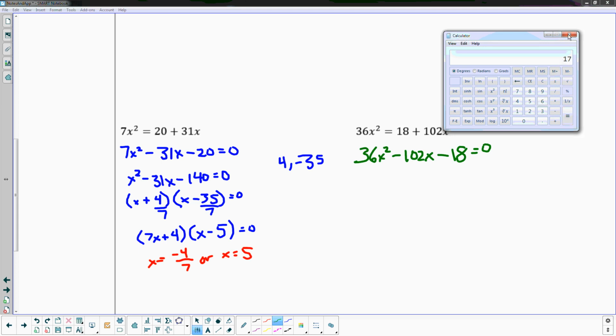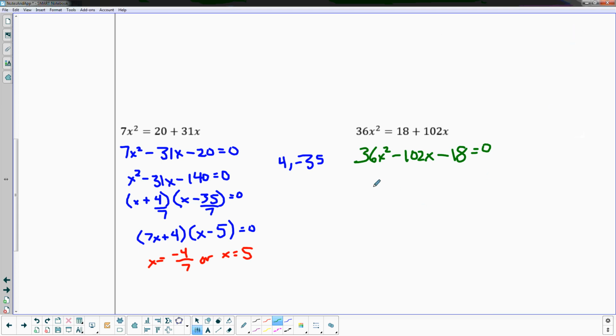And it is a multiple of 6. It gives me 17. So I'm going to factor 6 out first. And then I'm going to have inside 6x squared minus 17x, that's the one I just punched into the calculator, and then minus 3. Those numbers look a lot smaller and a lot easier to deal with.